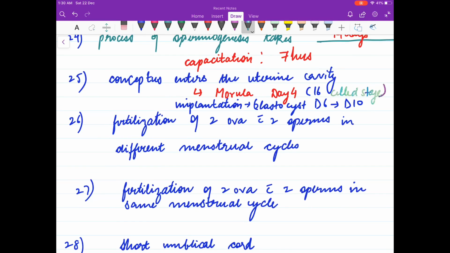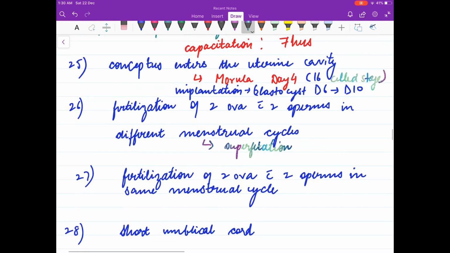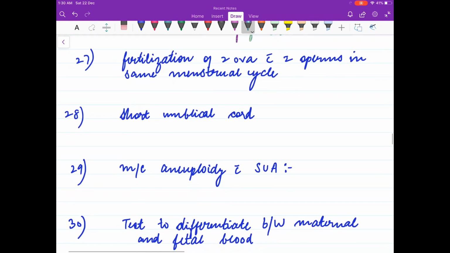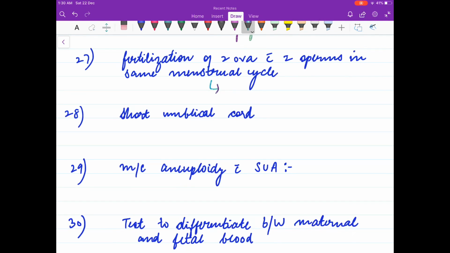Fertilization of two ova with two sperms in different menstrual cycles is superfetation. It is not seen in humans. Fertilization of two ova with two sperms in the same menstrual cycle is superfecundation, and it can be seen in humans.